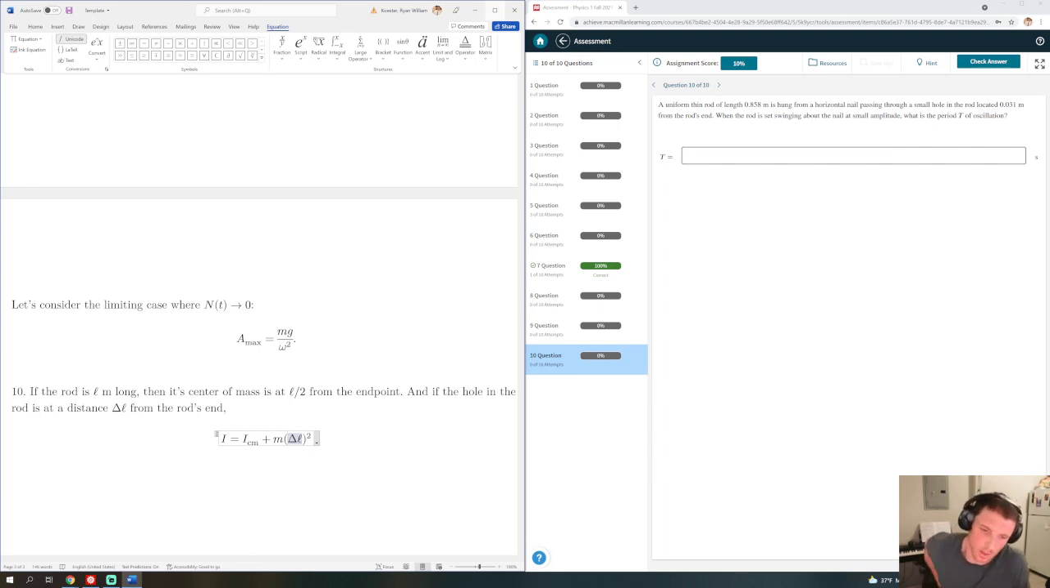Oh, this is even more annoying than I thought. Okay, because look, delta L is the distance from the rod's endpoint to where the hole is. But we need to actually use the distance from the center of mass to where the hole is, right? And it's not a big deal. I mean, it's not awful, but I do have to adapt this a little bit.